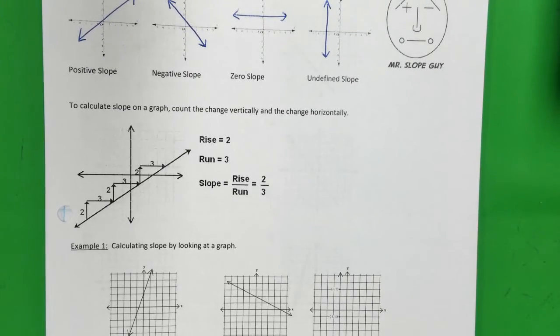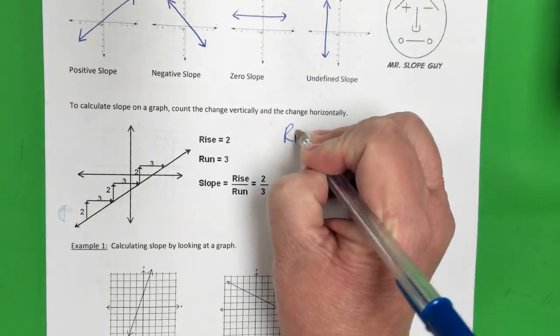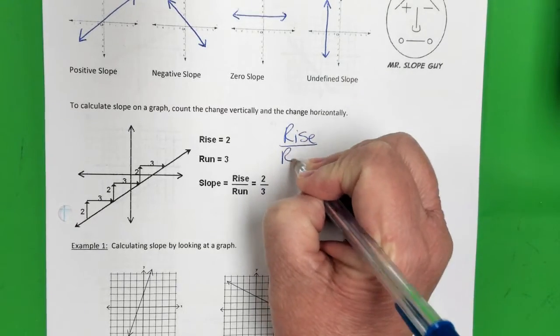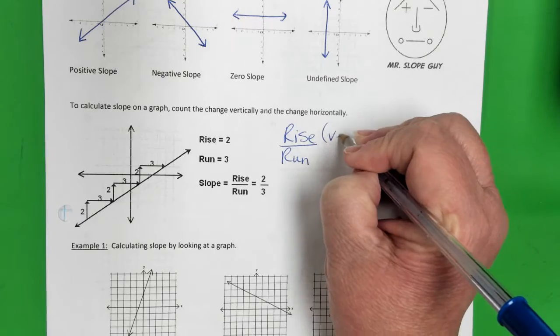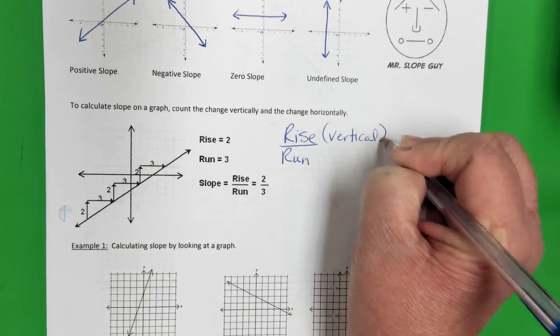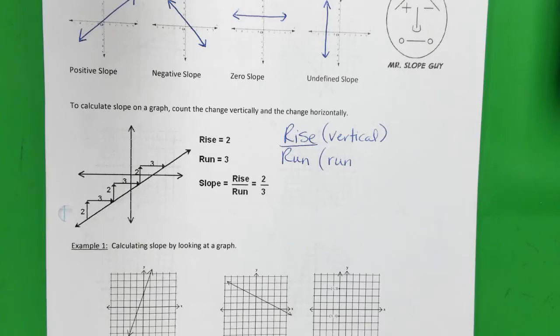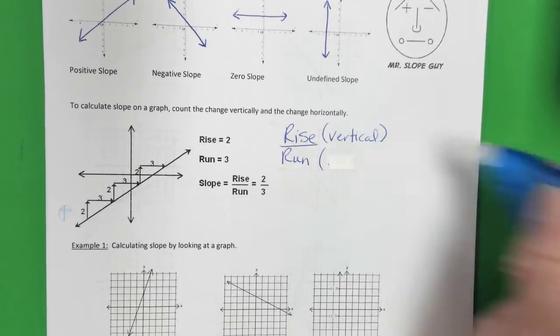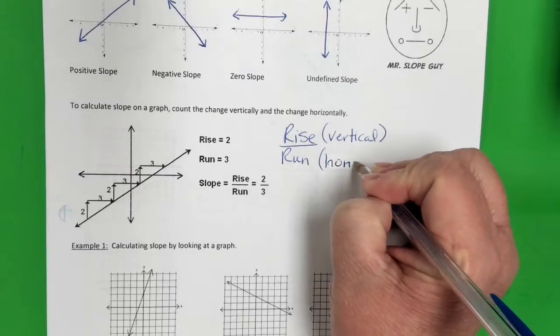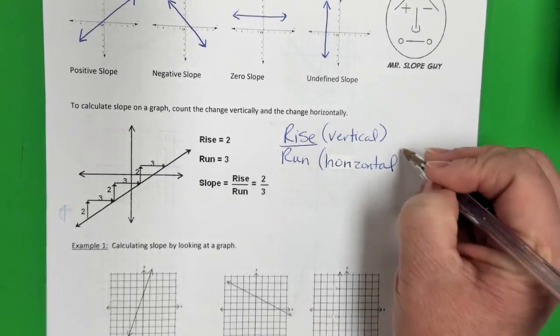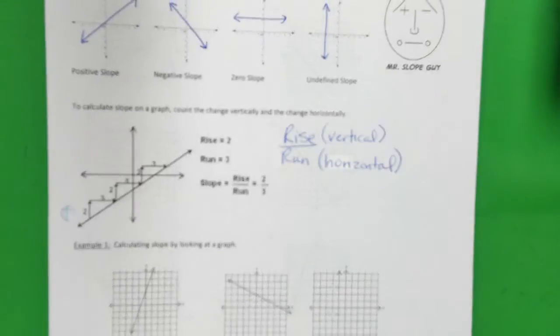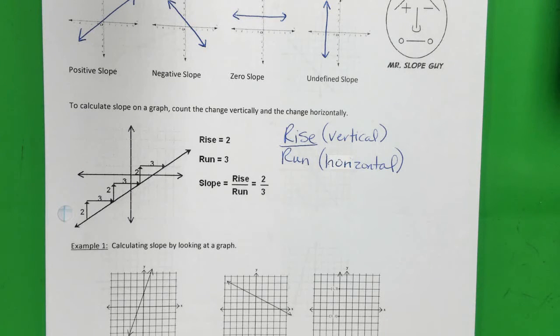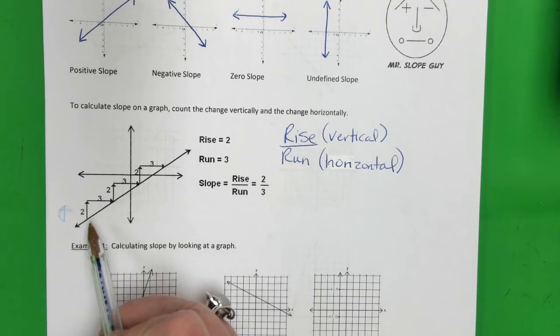The key phrase that you need to remember is rise over run. Rise is the vertical change. Run is the horizontal change. And a silly way to remember the order is, if you're sitting in your desk and I tell you to run to the office, you're going to have to rise and stand up before you can take off running. So rise over run.